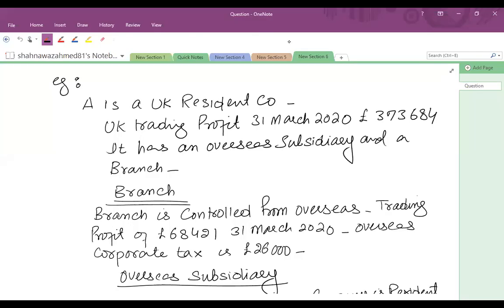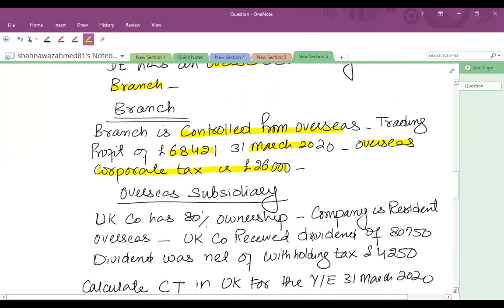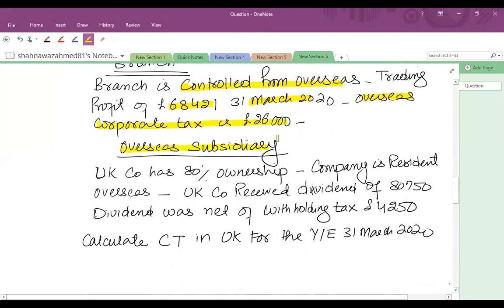Now let's solve an example. A is a UK resident company, and the UK trading profit of A for the year ended March is 3,73,684. It has an overseas subsidiary as well as a branch. The branch is controlled from overseas, and its trading profit is this, and the tax suffered is 26,000. In the case of the overseas subsidiary, the UK company has 80% ownership.